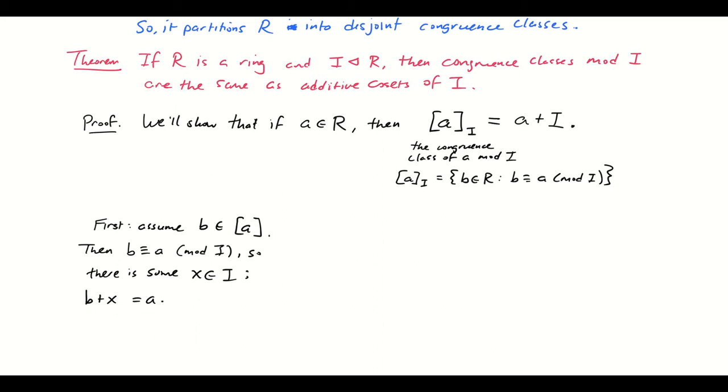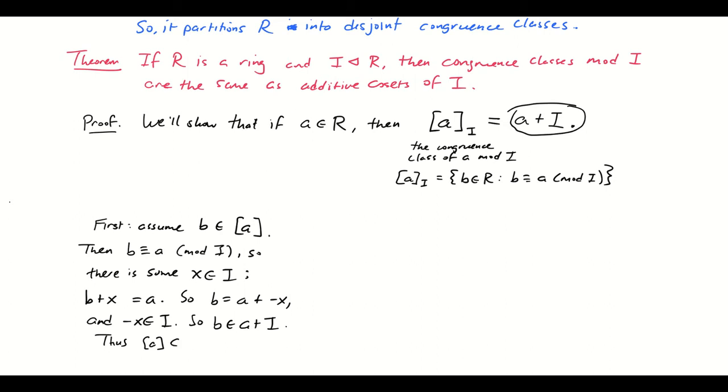Okay, but now remember, I'm trying to show that B belongs to the coset A plus I. Sorry, I meant to do that with my highlighter, but I guess that's fine, no harm, no foul. I'm trying to prove that B belongs to A plus I, so I need to express B as A plus some element of the ideal. And well, there's a nice suspect right here. I should probably just move that over. So we have B equals A plus negative X. And I'm writing it that way rather than A minus X to illustrate very clearly that's A plus something that's an ideal element. And we know that negative X belongs to I because I is an additive subgroup. So B belongs to A plus I. And by that reasoning, we know that the class of A is a subset of A plus I. Okay, so that's part one of the proof done.